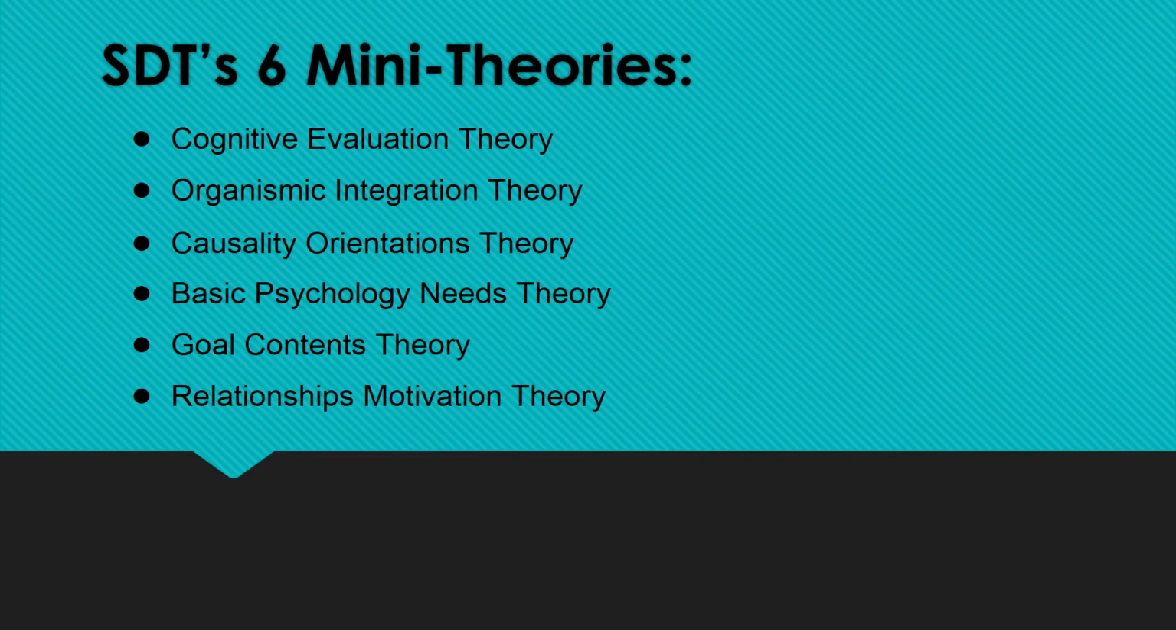The sixth mini theory is the relationship motivation theory. This last theory focuses on the development and maintenance of close relationships as a psychological need rather than a desire. The self-determination theory is considered an umbrella theory because these six theories can fit a wide range of other professions. The self-determination theory is used in many professions such as healthcare, relationships, sports, substance abuse counseling, psychotherapy, psychopathology, and education.